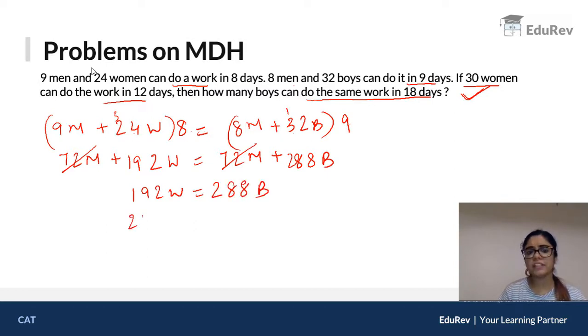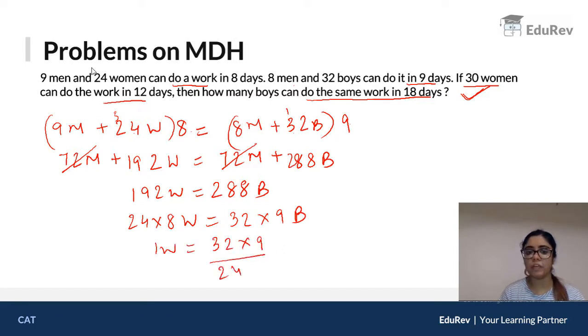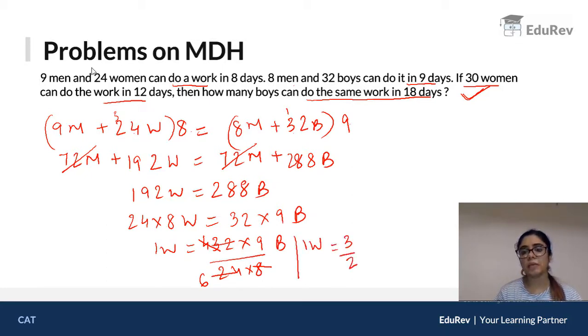Or I can also write this as 24 into 8 women is 32 into 9 boys. So your one woman will be 32 into 9 upon 24 into 8, that of a boy. So this will be 8 ones are 8, 8 fours are 32, 4 ones are 4, 4 sixes are 24. This is 9 upon 6, which is nothing but 3 upon 2. So work done by one woman is 3 by 2 times the work done by a boy. So we got a relation between woman and a boy.